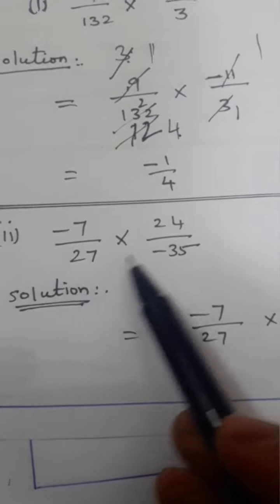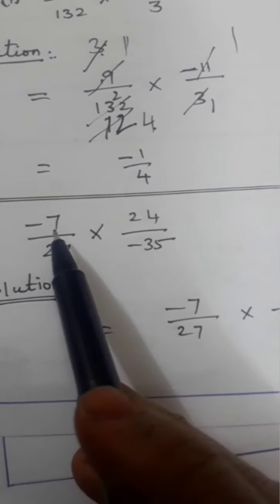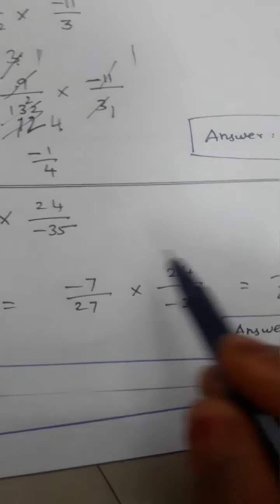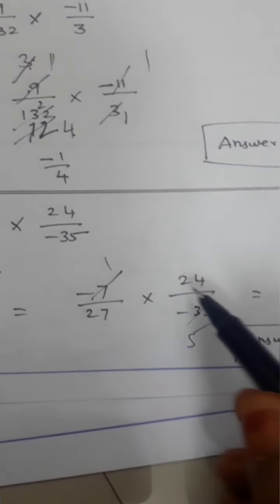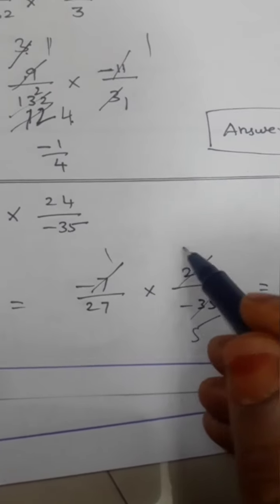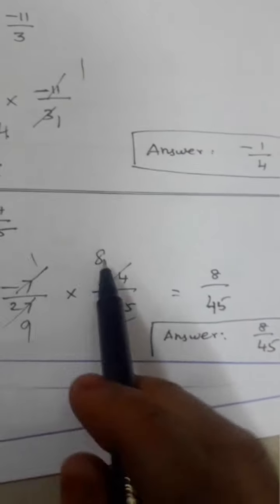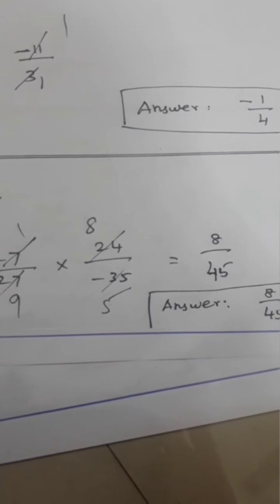Minus 7 by 27 into 24 divided by minus 35. Write the question first. See which numbers can divide. 1 7 is 7. 7 5s are 35. Third table, 3 8s are 24. 3 9s are 27. 1 8 is 8. 9 5s are 45. The answer is 8 by 45.